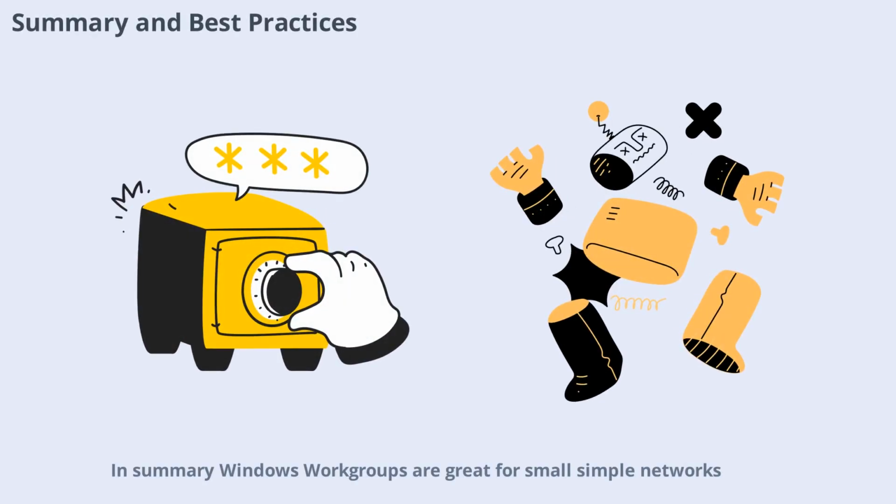Summary: Windows workgroups are great for small, simple networks, while Active Directory domains offer centralized management and security for larger organizations. Setting up user accounts, sharing files and printers, and organizing users into groups are essential skills for any network administrator. Always document your configurations, use strong passwords, and keep your network organized for smooth operation and security.